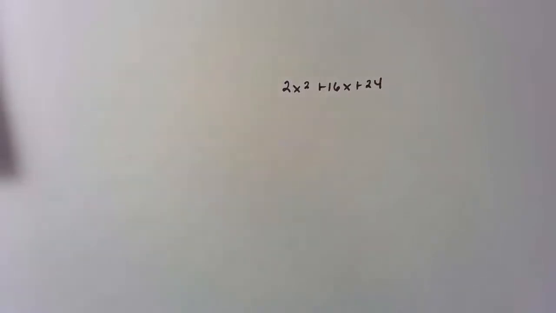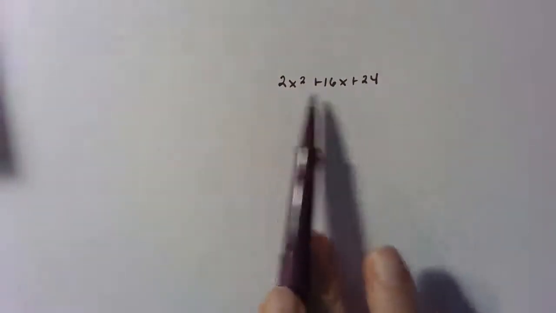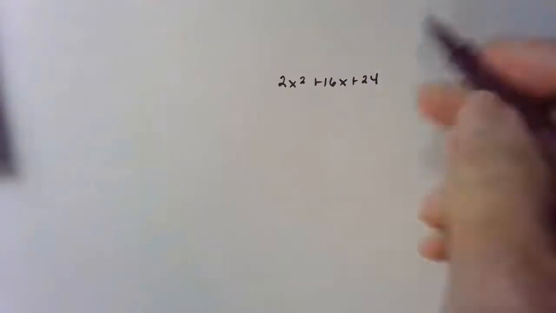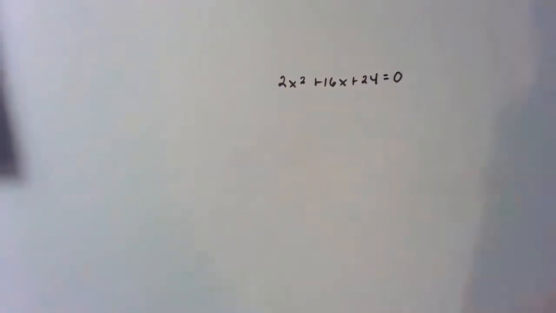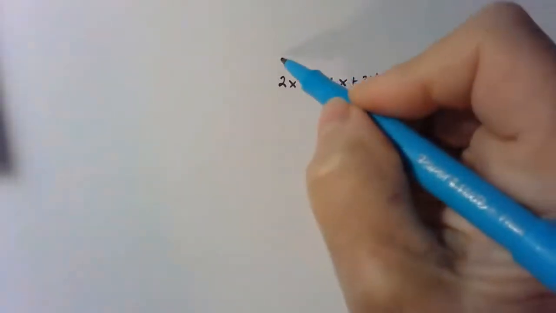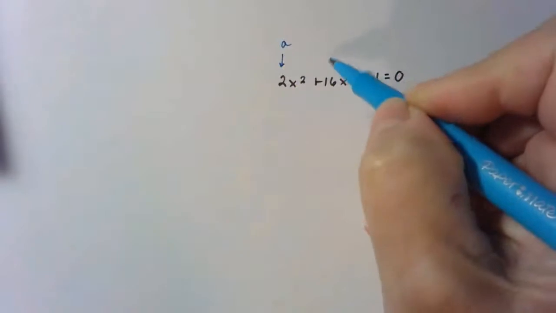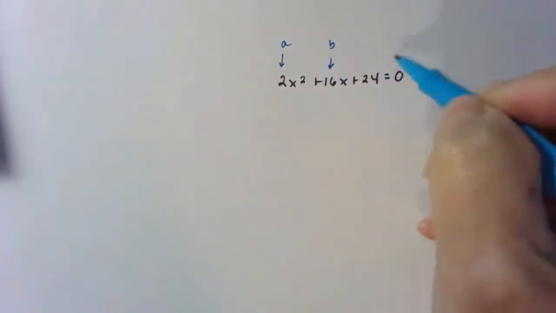Okay, so a little bit earlier, you found the solutions to this equation by completing the square, right? Now we're going to see the use of the quadratic formula. I want you to remember that the leading coefficient is always a, the coefficient of the linear term is b, and the constant is c.